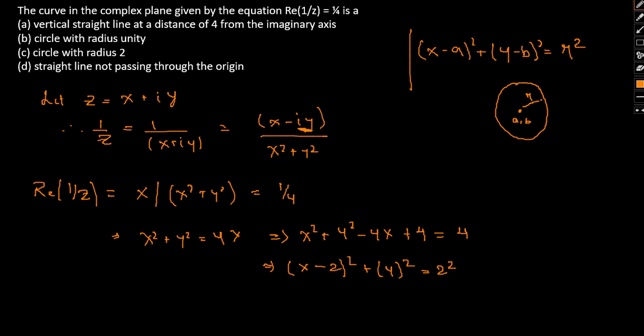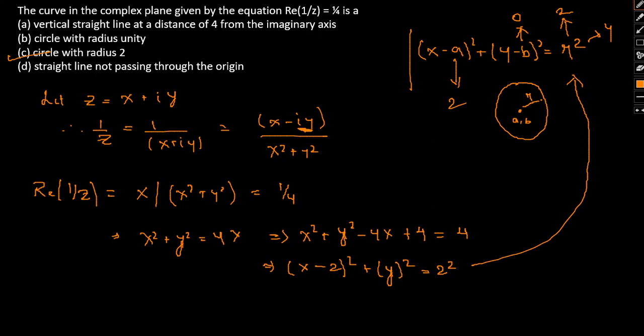So this is similar to this particular equation, wherein the value of a will be 2, the value of b will be 0, and the value of r will be nothing but 2, and r square is 4. Therefore this equation is a circle with radius 2. This is our answer. I hope it is clear how we came to this conclusion.